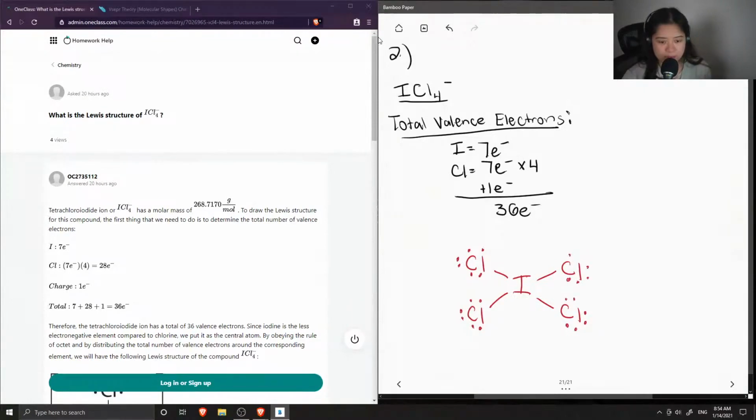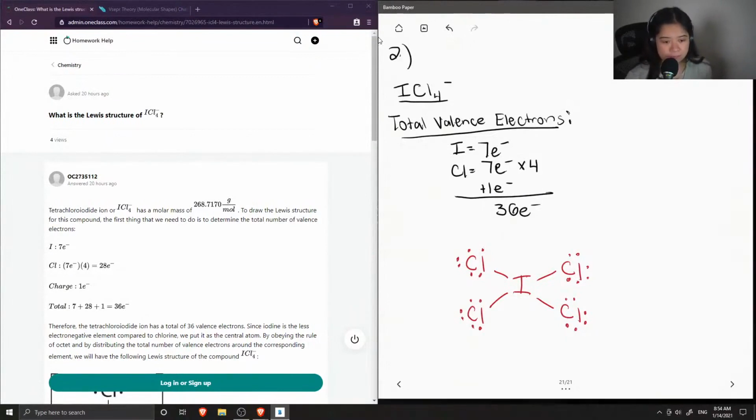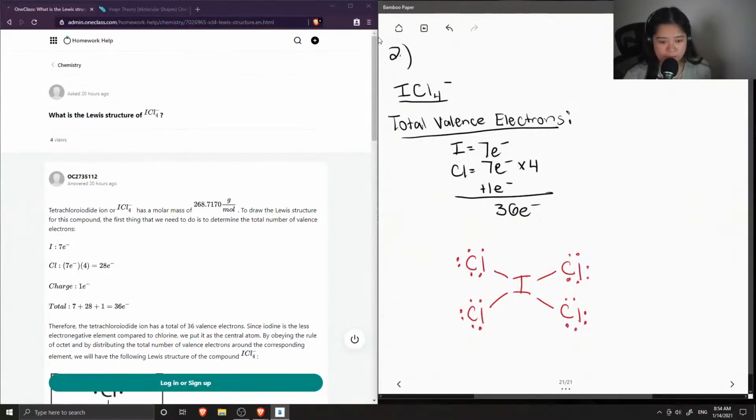Okay, so now I just like to count out to see how many electrons I have so far. Each bond contains 2 bonding electrons, and each chlorine has 6 non-bonding electrons. So I only have a total of 32 electrons, so I just need to write down 4 more in order to get my total of 36. So for the last 4, I'm just going to add them as lone pairs on my iodine.